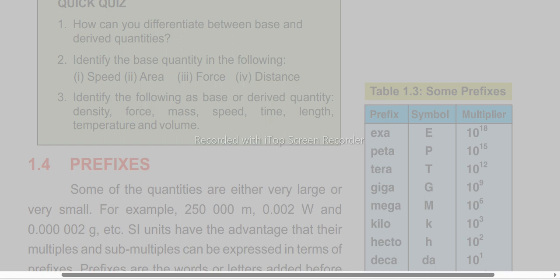Quick quiz. 1. How can you differentiate between base and derived quantities? 2. Identify the base quantity in the following: 1, speed; 2, area; 3, force; 4, distance. 3. Identify the following as base or derived quantity: density, force, mass, speed, time, length, temperature and volume.